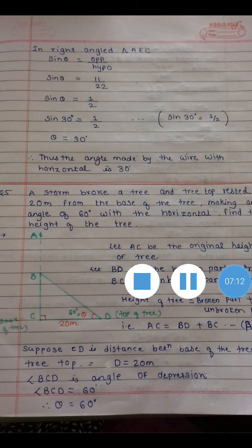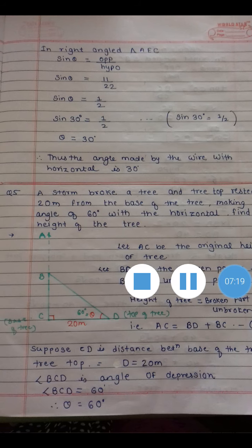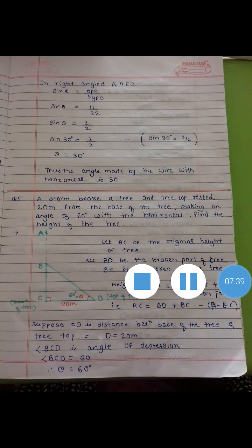See why I wrote theta here: because we have to find the theta angle. Theta is 1 upon 2 is the ratio of which angle? If you observe the trigonometry table, in the sine column, 1 upon 2 is the value of the 30 degree angle. So that's why I wrote sin 30 degrees is equal to 1 upon 2. Therefore theta is nothing but 30 degrees. So the last answer we wrote: thus the angle made by the wire with the horizontal is 30 degrees.